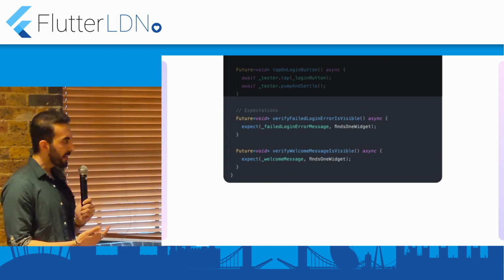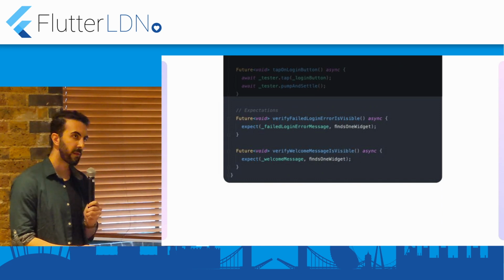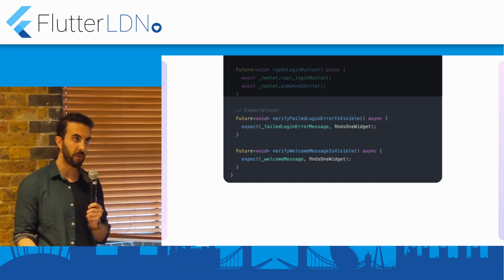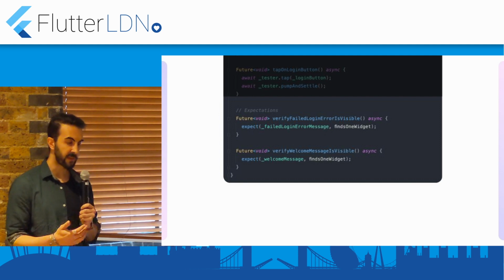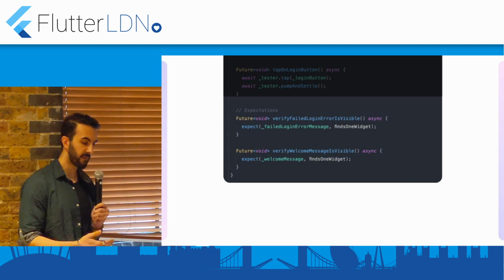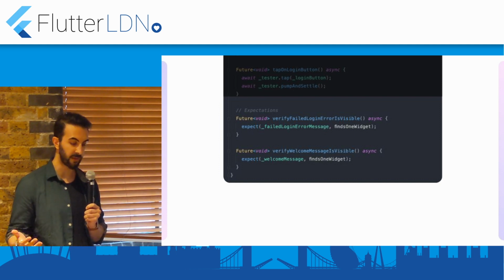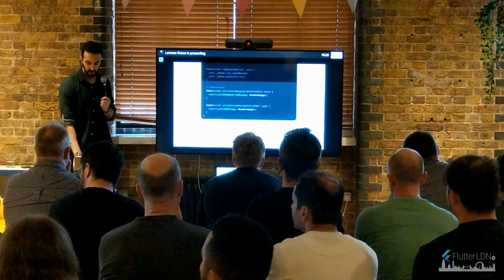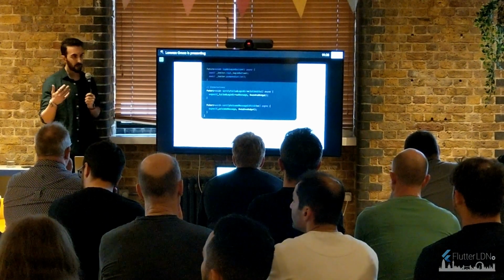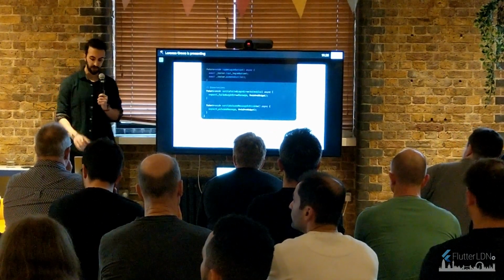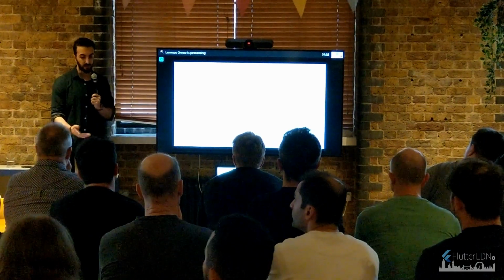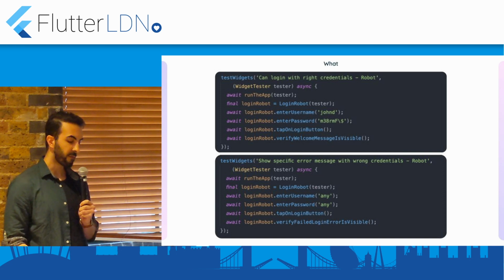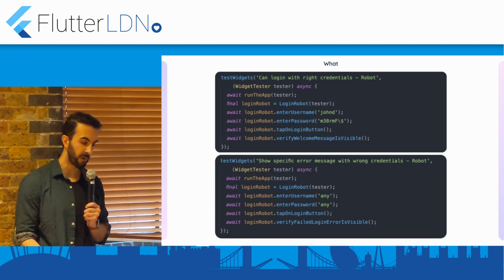And then at the end, we have the expectations, which are the functions that allow the robot to verify that some expectations are met. In this case, I want to check whether I can see either an error message or a welcome message. Then, once we have all the how in one component, which is the robot, how will the what look?